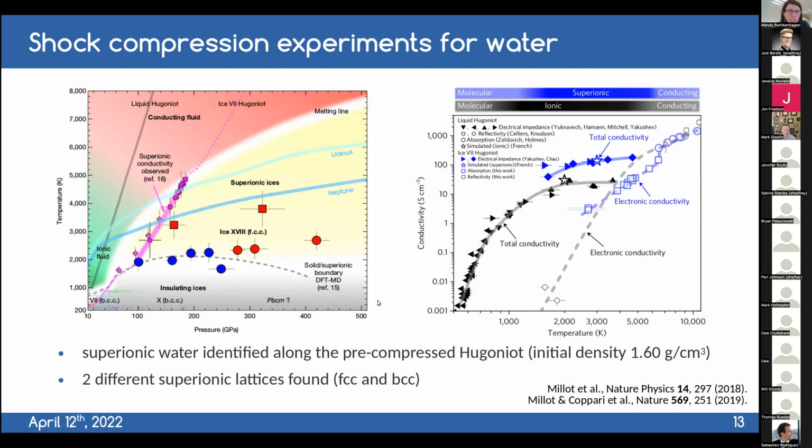And then also in the second campaign, including X-ray diffraction, they could even differentiate between a face-centered cubic and a body-centered cubic, so FCC and BCC structure for the oxygen ions, where the red symbols here always indicate the FCC results, and the blue ones the BCC results. So this is really some nice experimental work, and I really encourage you to read these papers.